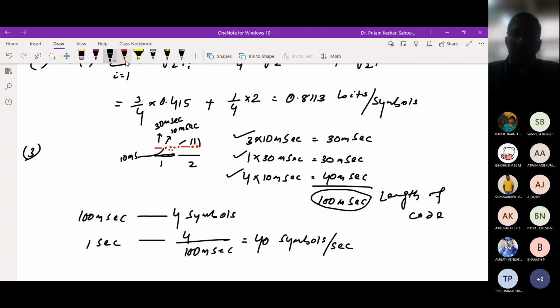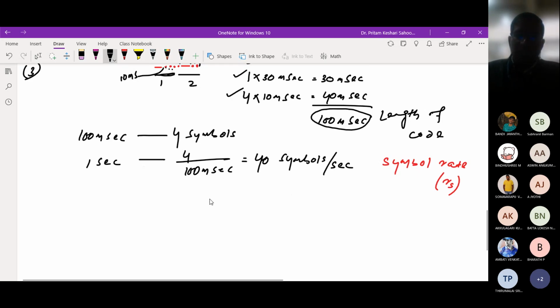What have we evaluated here? This one. This is the symbol rate, which is your small rs. So we have calculated the symbol rate. Don't be confused, we have not calculated the information rate. We calculated the symbol rate now. Now we have to calculate the information rate.